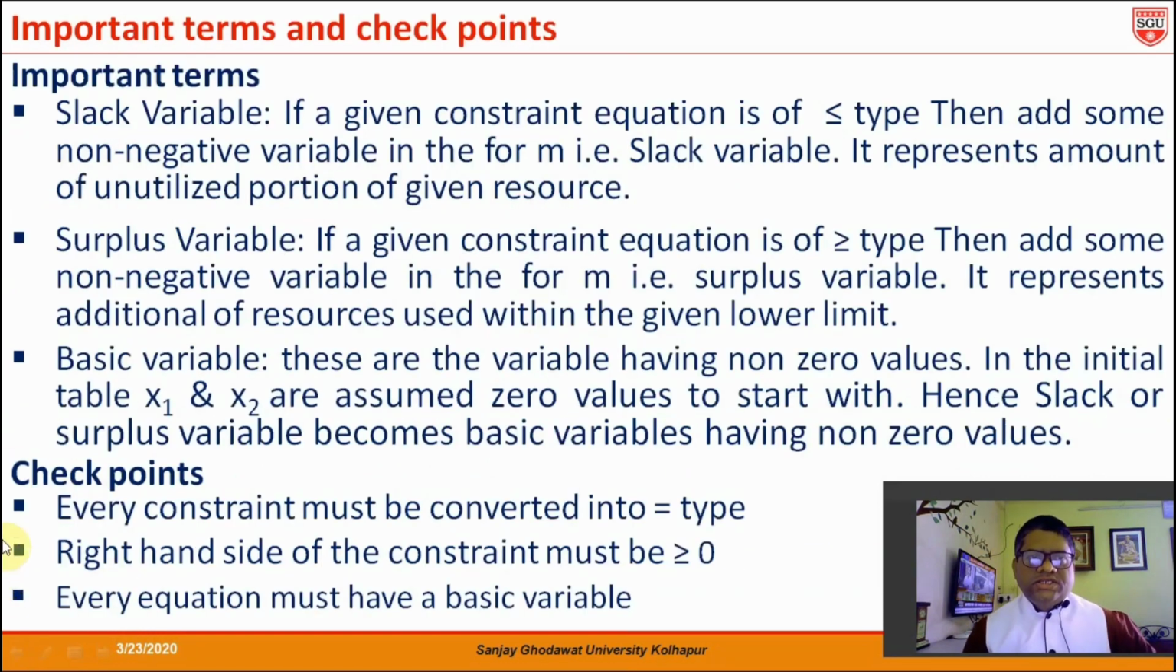Let us try to understand some of the important terms used. One is the slack variable. Whenever the equation is of less than type, in order to convert the equation into equality, we have to add slack variables. Slack variables represent the unutilized portion of the given resources. Whenever the constraint equation is of greater than type, we need to consider surplus variables in order to convert the equation into an equality, and it represents the additional resources used above the limit.